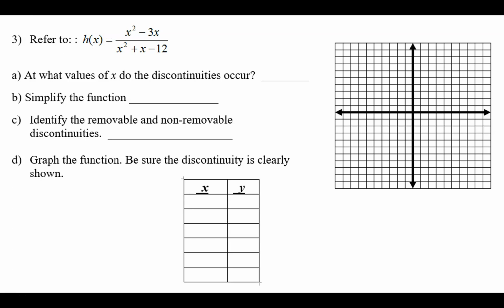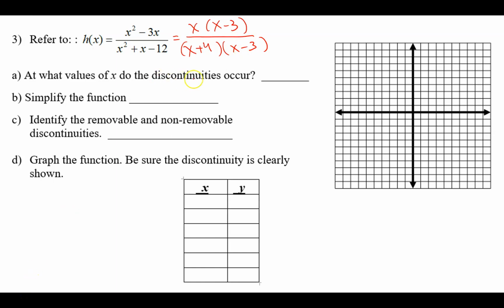We have x squared minus 3x over x squared plus x minus 12. So the first thing I'm going to do is factor. My top, I can take an x out of both of those, so x times (x minus 3). Our denominator multiplies to give me -12, adds to give me a 1. So that's going to be +4 and -3.